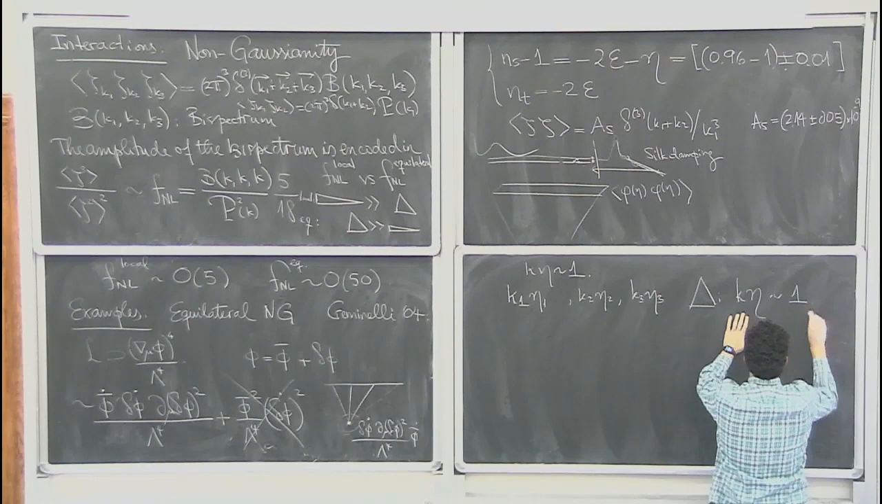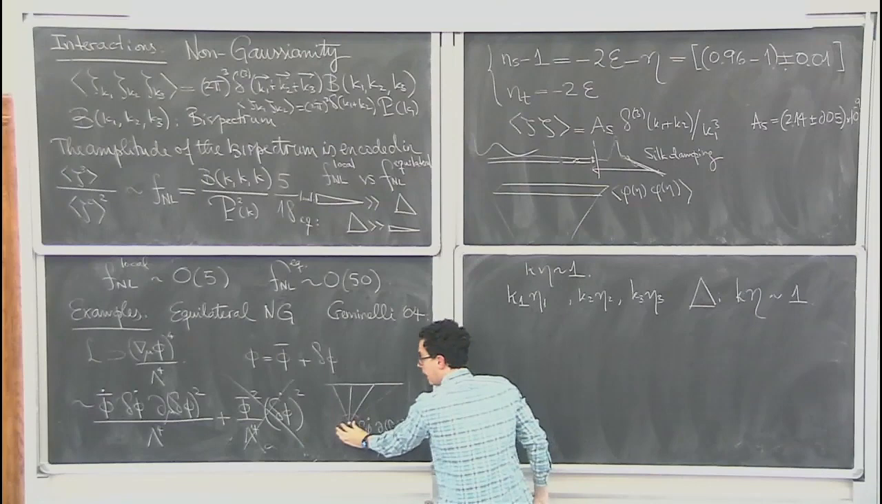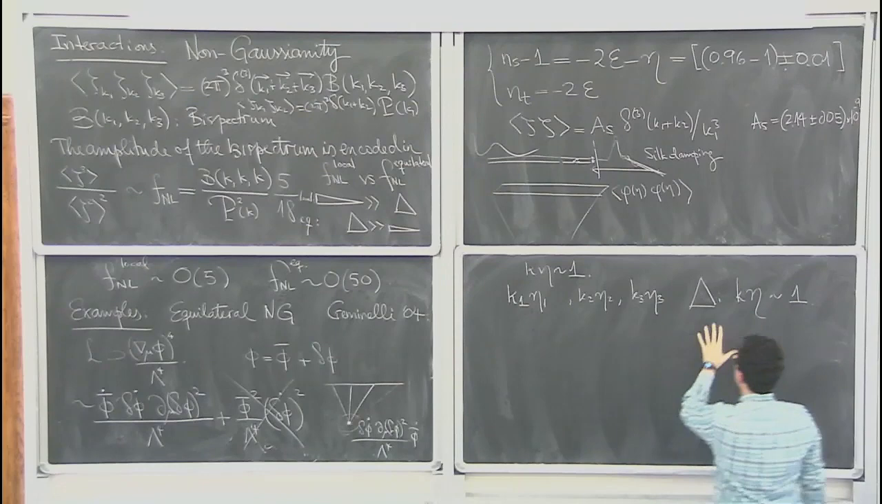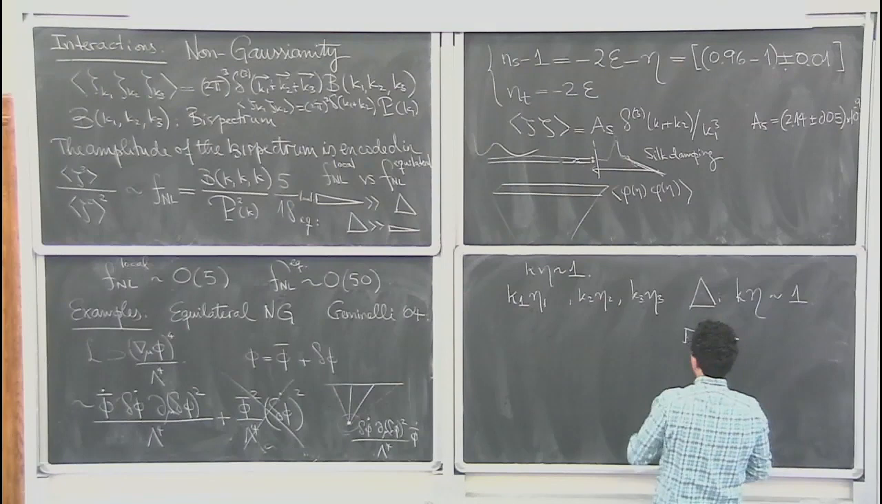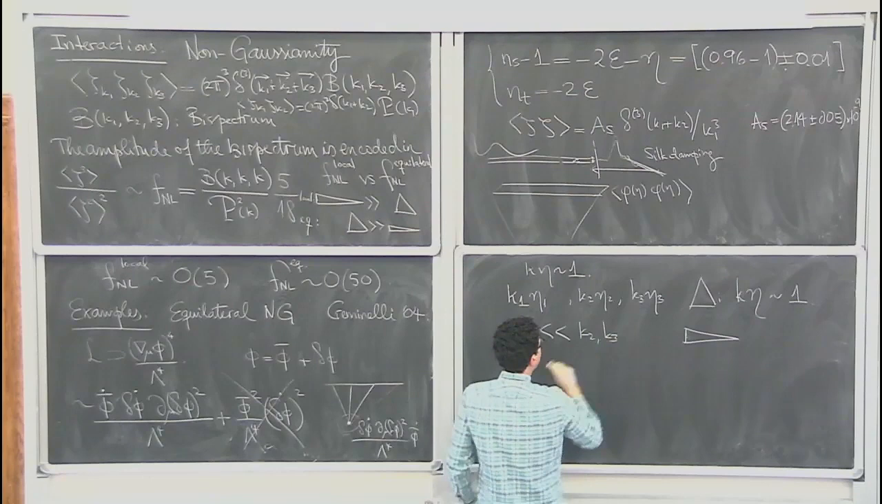So that's great. It means that there's a single time that will dominate the overall size of the diagram. So you should expect some decent amount of signal when all the modes have similar size. But now, if I go to this configuration, there is some hierarchy. Say k1 is much smaller than k2, k3. So now there are two different time scales.